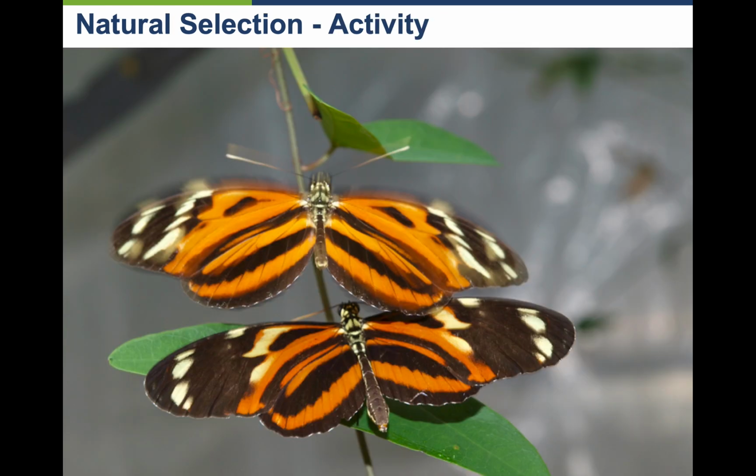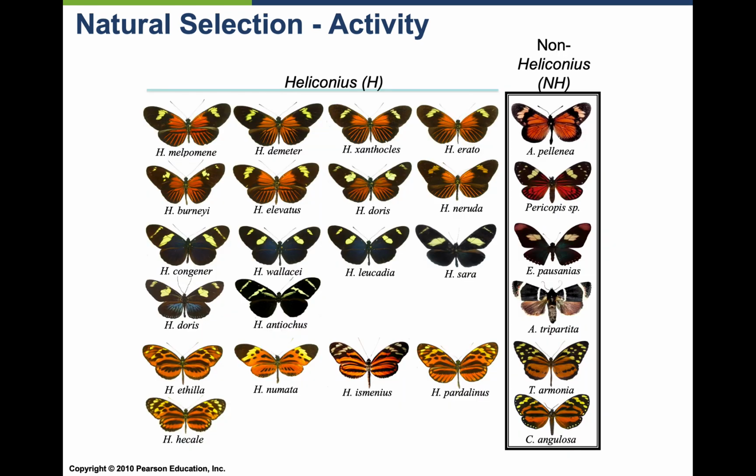Okay, so let's wrap this up with an activity. So, a natural selection activity. Those of you who've served missions in Central and South America, even parts of Florida, may have seen butterflies like this. They're called Heliconius butterflies. Okay, they're incredibly cool. So these are all Heliconius butterflies here.